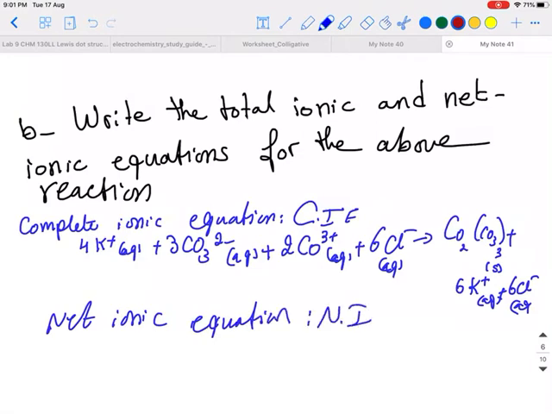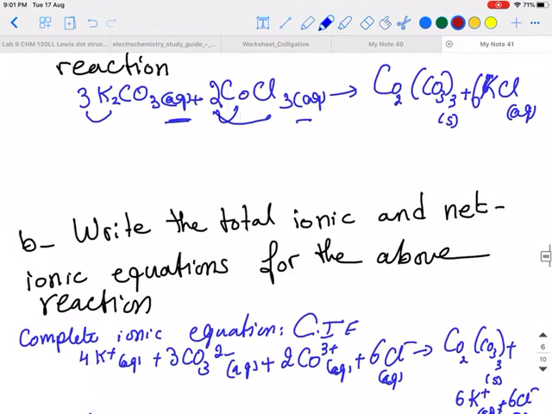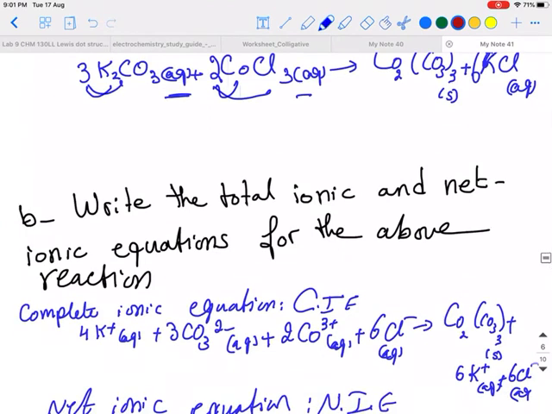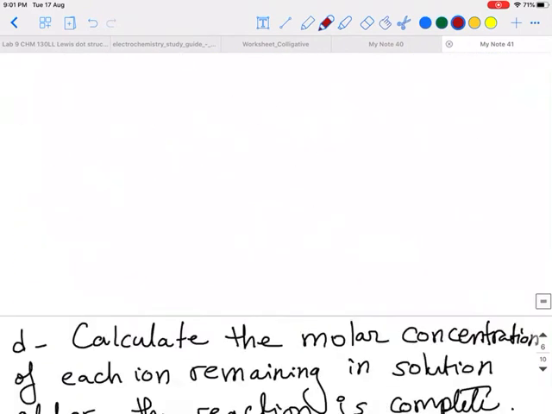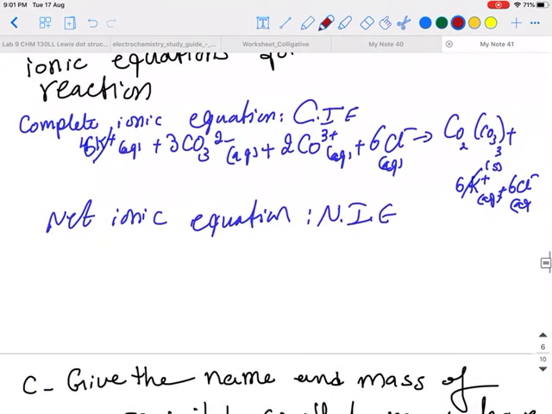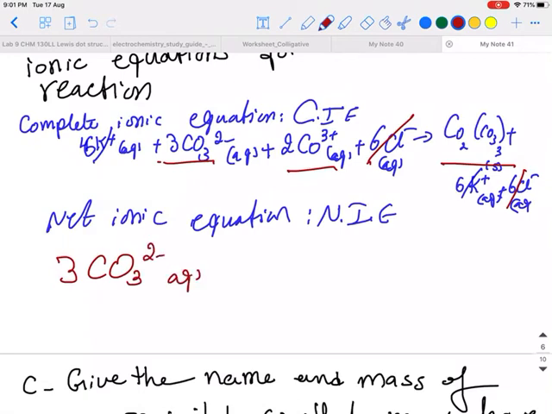So net ionic equation, or NIE, I will subtract the common ions from the equation. Here we have 3 by 2, this is 6K plus. Now we have 6K plus and 6K plus, they are cancelled. And also common, we have 6Cl minus, cancel with 6Cl minus, and I'm left with these, so I will rewrite them in the net ionic equation. So the spectator ions are cancelled.